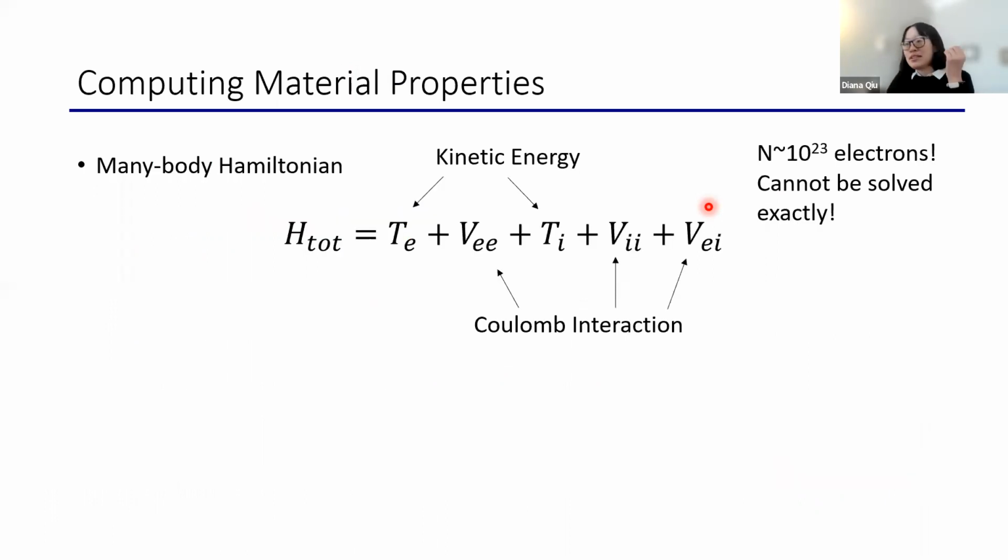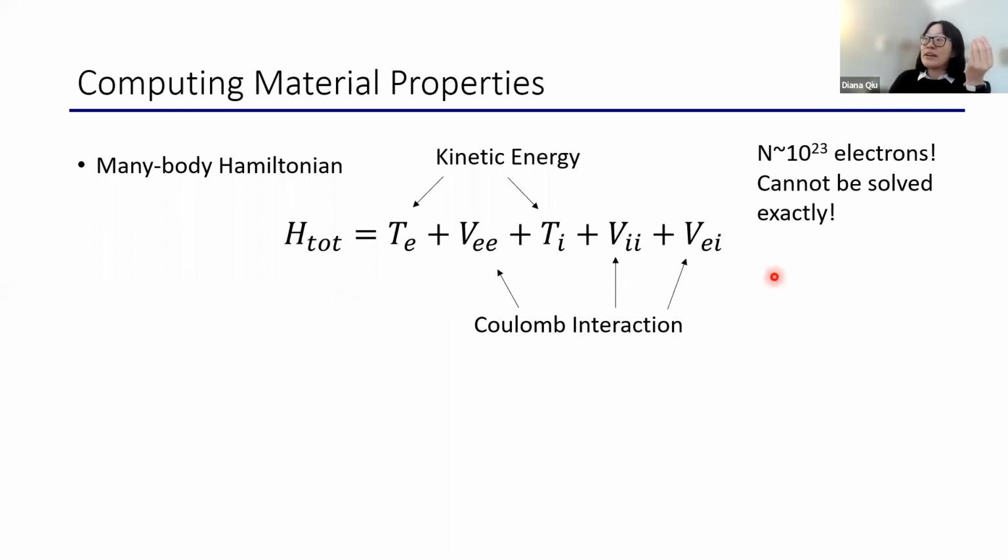So if we want to understand the properties of a material, we might consider writing down a Hamiltonian that describes all of the interactions of the particles in the material. So we can write down the kinetic energy of the electrons and ions, and also the potential energy, which is just the Coulomb interaction between all the electrons, all the ions, and between the electrons and ions. And then we can imagine just taking this and solving the Schrodinger equation.